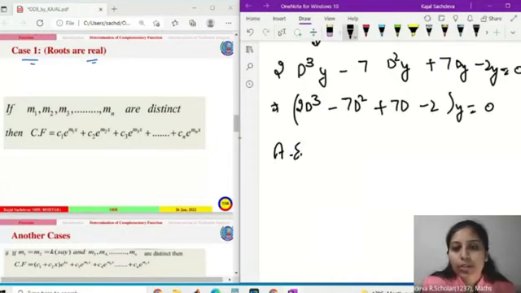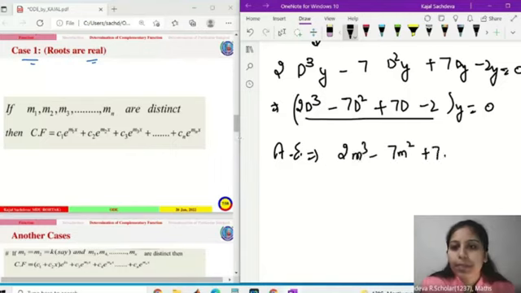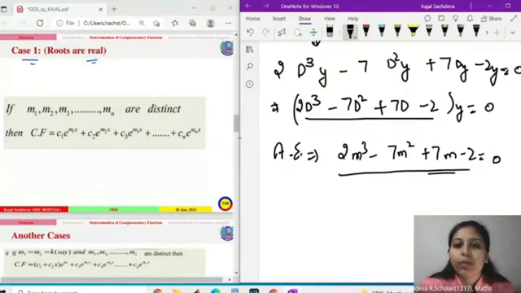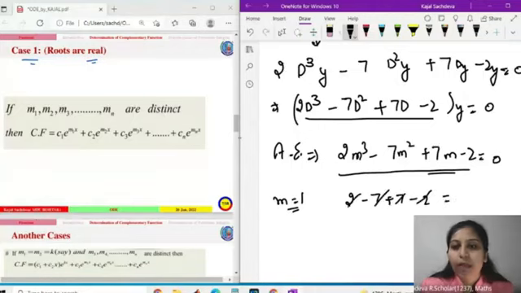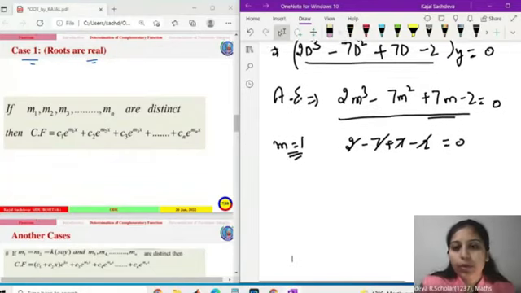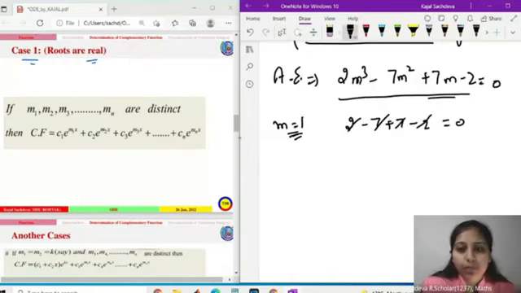Now write the auxiliary equation. How do we write it? Replace D by m: 2m cube minus 7m square plus 7m minus 2 is equal to 0. We have to find the roots of this equation. This is a 3rd degree equation, so the first root can be found by the hit and trial method. If we put m is equal to 1, we get 2 minus 7 plus 7 minus 2, which cancels out and gives 0. So m is equal to 1 is a root. One root is found. Now we move toward finding the other 2 roots using synthetic division.